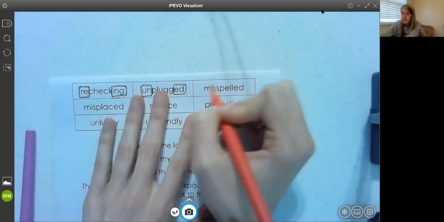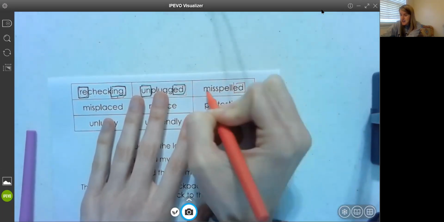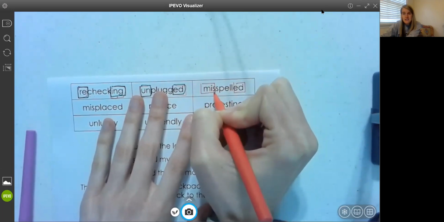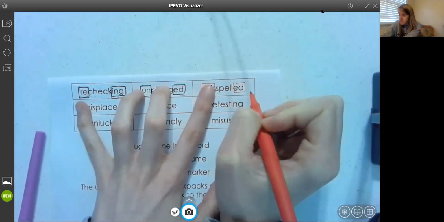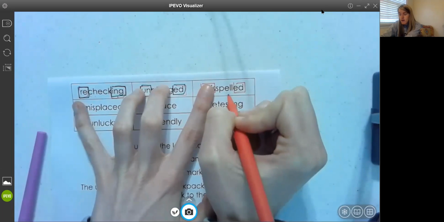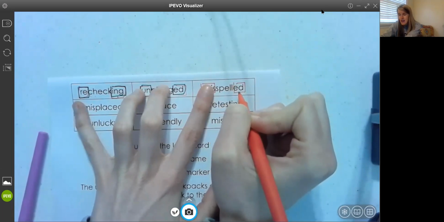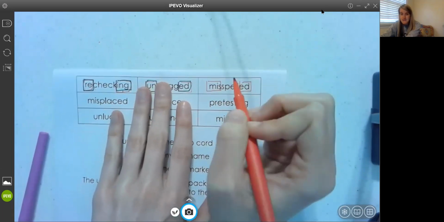So let's do this one. Hopefully we identify that there's an ed, past tense. And there's a prefix, mis. Notice that it's only one S because it doesn't follow the FOSS rule. It's just a prefix. So my base word is spell. So if I add ed, spelled, I did it in the past. So if I misspelled, I spelled a word wrong in the past.